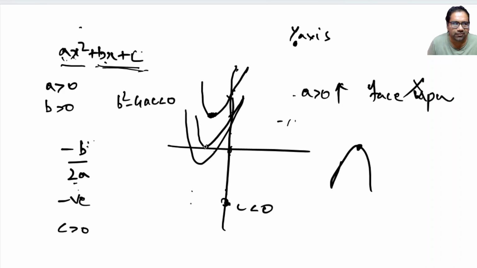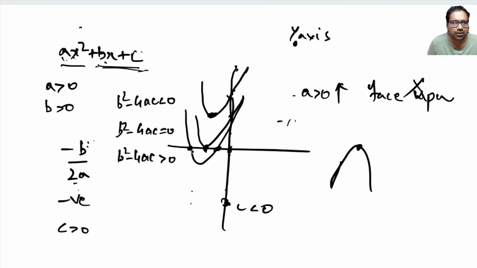This is the case where both roots are equal. That means b square minus 4ac is equal to 0. Both roots are equal and the vertex has to be negative and the vertex is on the x-axis. That means both roots are negative. What is this case? In this case, again, both roots are negative. Both are different roots, right? This is the case where b square minus 4ac is greater than 0. Both roots are different, but both roots have to be negative.